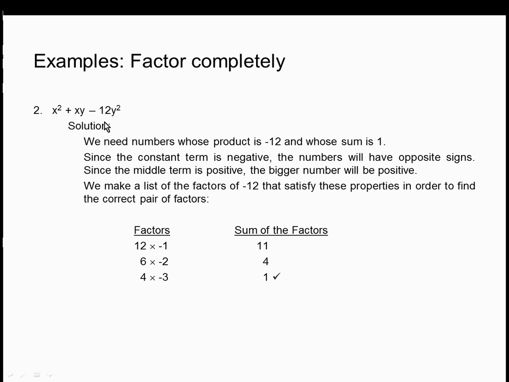Okay, for the x and the y, I'm going to have x plus 4y times x minus 3y. Again, of course, you could switch the factors: x minus 3y, x plus 4y. The important part is that the 4 gets the plus, the 3 gets the minus. And again, you can check doing FOIL.